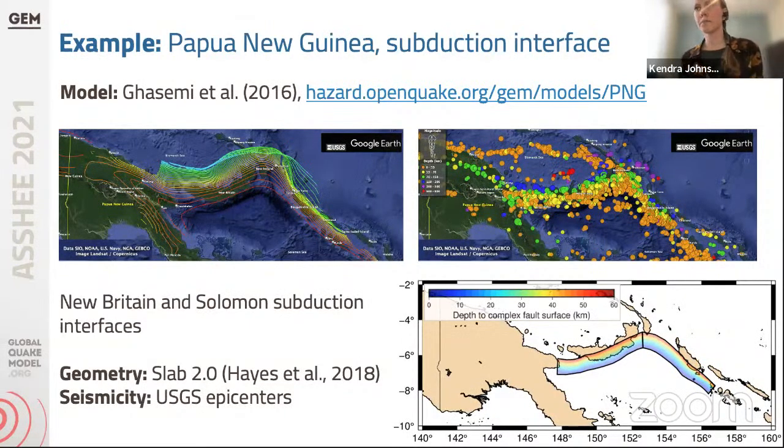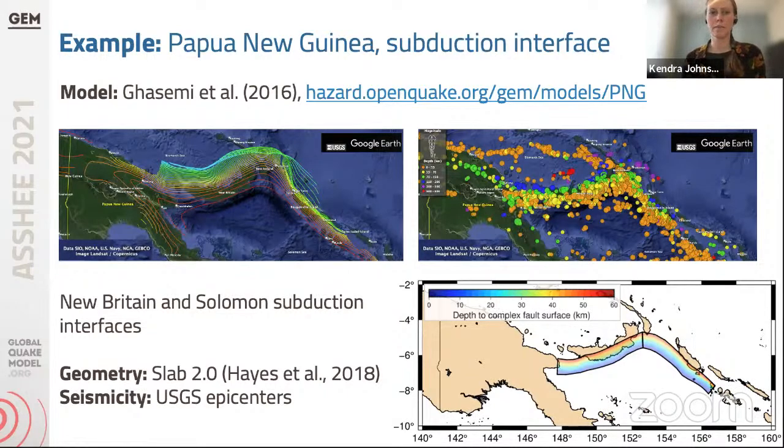And to the right are the earthquake epicenters colored by their depth. And so these are showing the same properties that at the shallow extents of the slab we're having shallow earthquakes, and as you move to the north for the New Britain and to the northeast for the Solomon subduction zones, the hypocenters are starting to increase with depth. So the modelers here took these two data sets, and they were able to use them to develop complex fault sources. So these are fault sources with very finely discretized surface geometries.